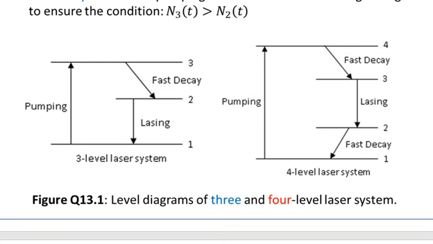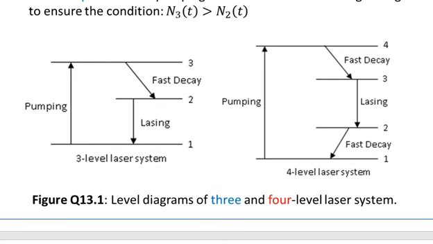For that, it requires that the level 2 should be a fast decaying level, and this decay from the level 2 to level 1 is a non-radiative decay. Similarly, the transition from the level number 4 to level number 3 is also a fast non-radiative decay. So it means that this pumping should be much stronger, so that most of the population should gather at the level number 3. Since level 2 is a very fast decaying level, you can consider level 2 to be level 1.